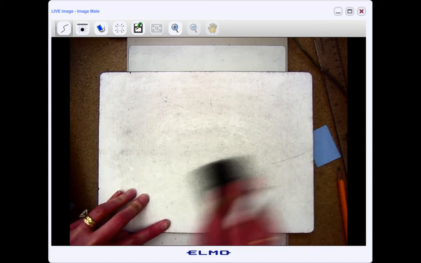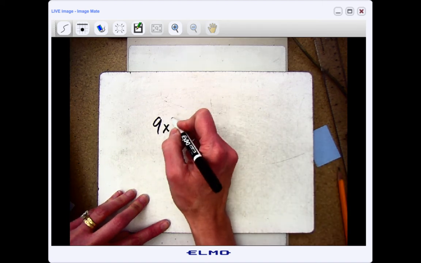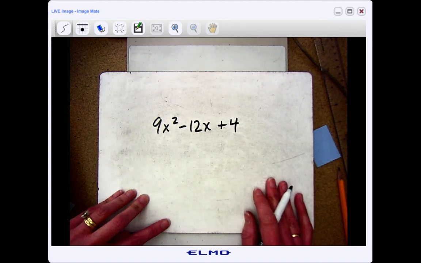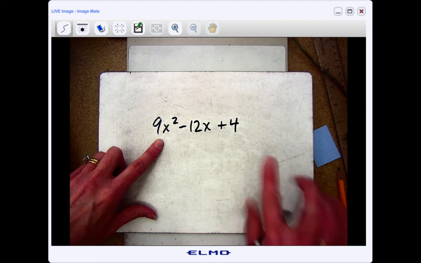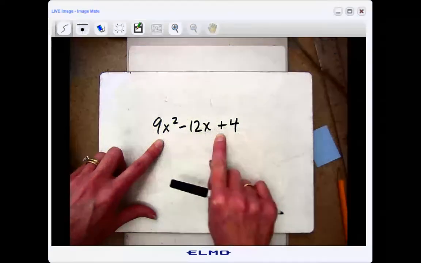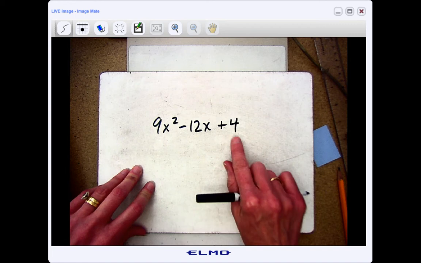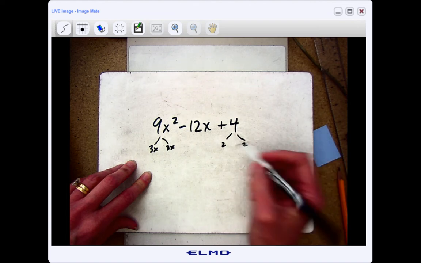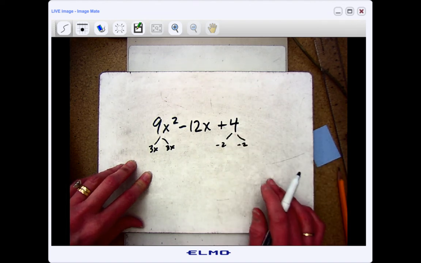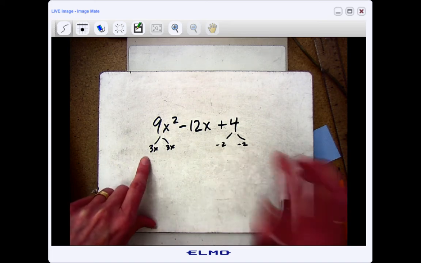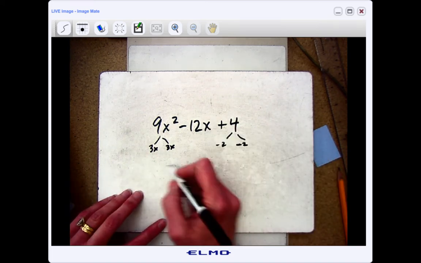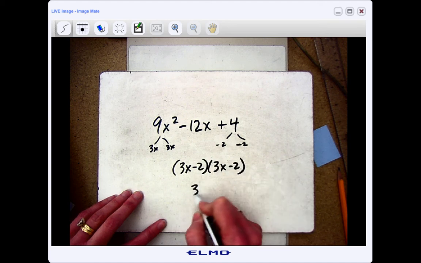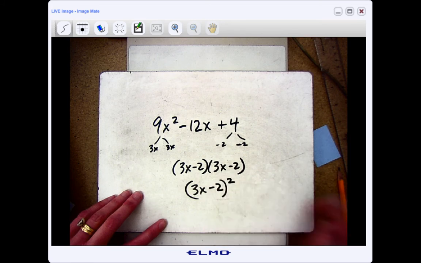All right. How about 9x squared minus 12x plus 4? Let's see. Is that a perfect square? Yep, perfect square. And is there a plus sign here? Yep. If I do, this is 3x and 3x, and this is 2 and 2. Or, remember, it could be negative 2 and negative 2. Those multiply to give us 4. And when I multiply those and then double it, do I get that in the middle? Yes, I do. So this would be 3x minus 2 times 3x minus 2, or 3x minus 2 squared.